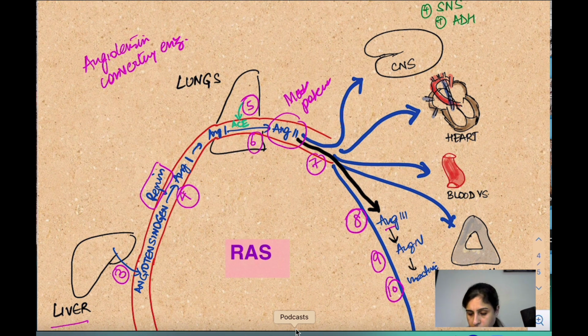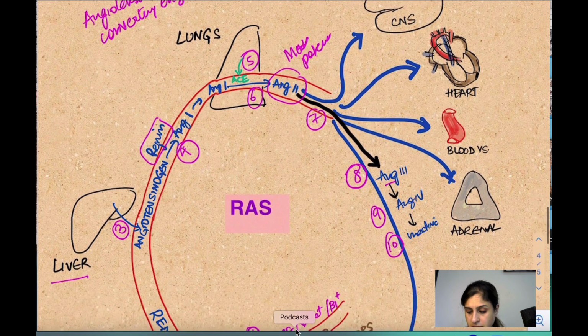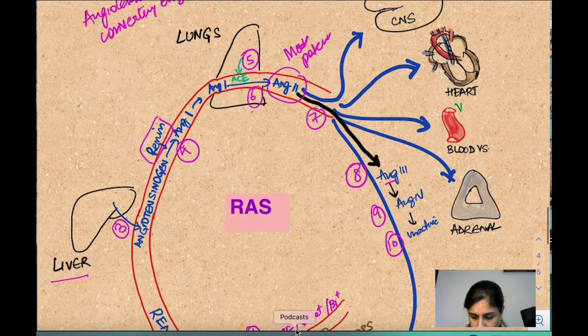On the heart, what it does, so heart we will understand after we do the blood vessels first. Let's do the blood vessels. So blood vessels में क्या करता है? It's a very potent vasoconstrictor. It's a vasoconstrictor, therefore it can increase the preload, ठीक है? And it can increase the afterload because it is such a potent vasoconstrictor.